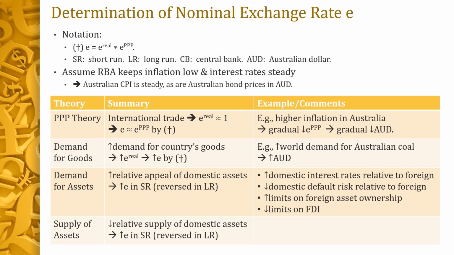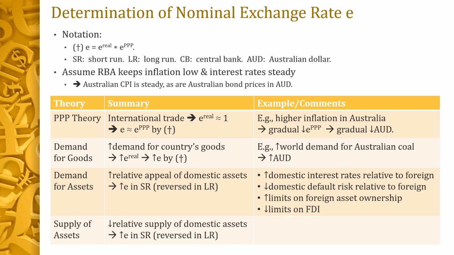The fourth and final theory of exchange rate determination is changes in the supply of assets. Here the story is that a fall in the supply of Australian assets relative to US assets leads to an immediate rise in the Australian dollar coupled with a long-term fall. The intuition is that in order to entice investors to hold more U.S. assets and fewer Australian assets in their portfolios, the expected return on Australian assets must fall relative to that of U.S. assets.